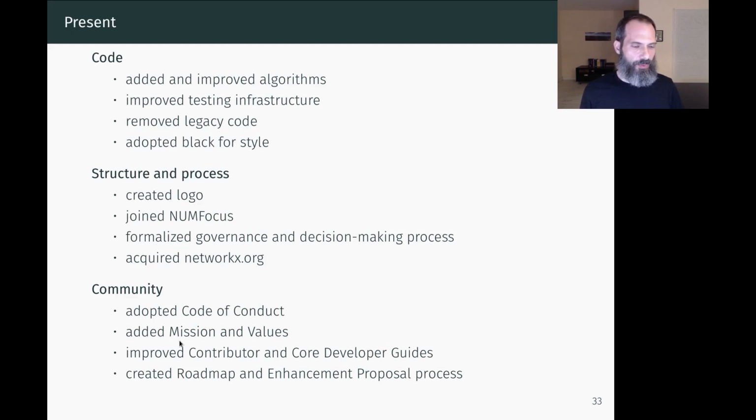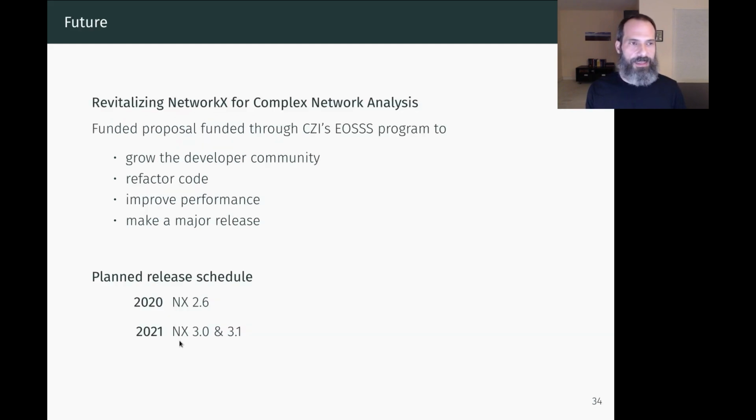And in preparation for trying to grow the developer community, we've spent some time trying to develop and formalize our community structure. So we've adopted a code of conduct. We've added a mission statement and values, and we've improved our contributor and core developer guides, created a roadmap and enhancement proposal process. And we recently got our first NetworkX grant through the Chan Zuckerberg Initiative's Essential Open Source Software for Science program. And as a part of that, we'll be making a major release.